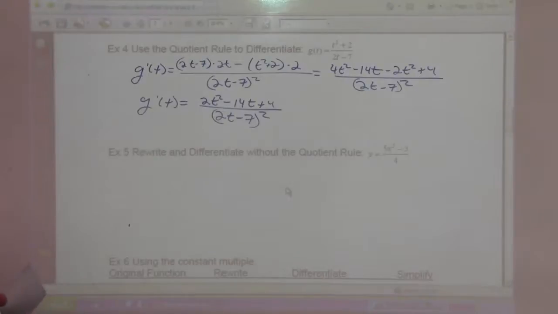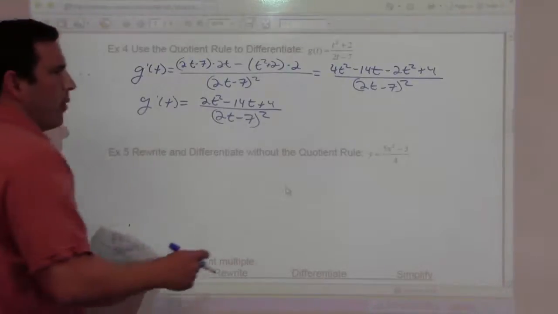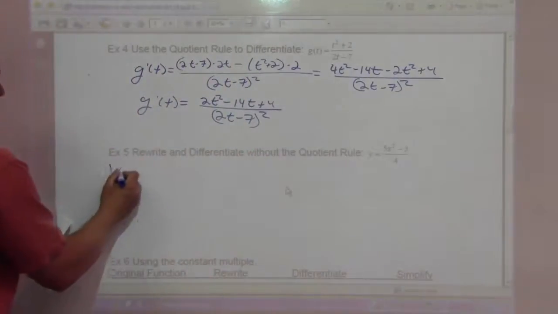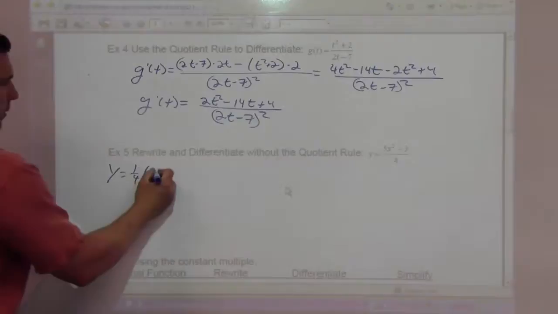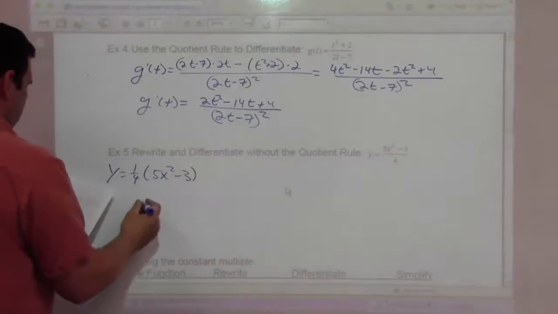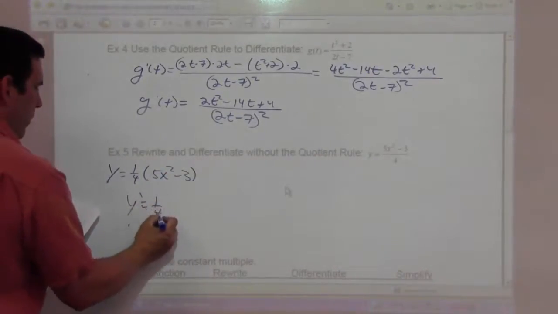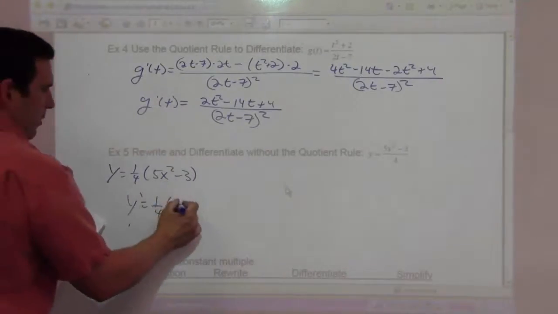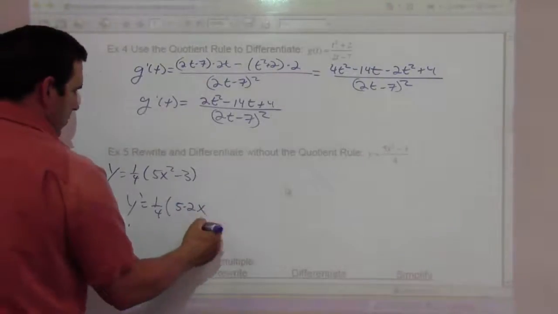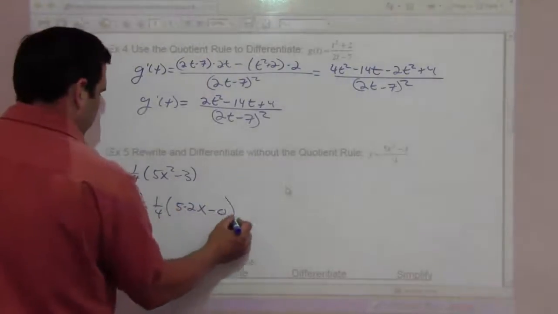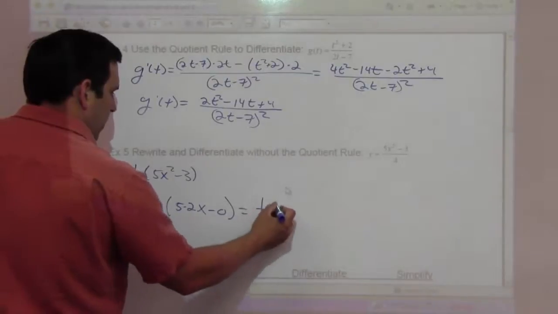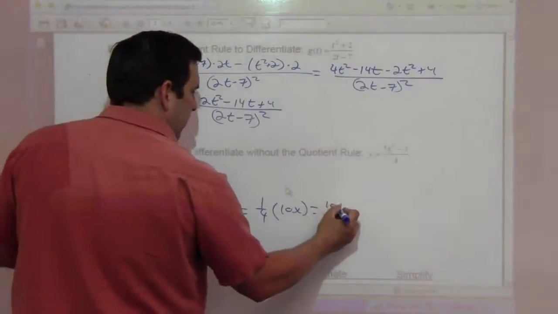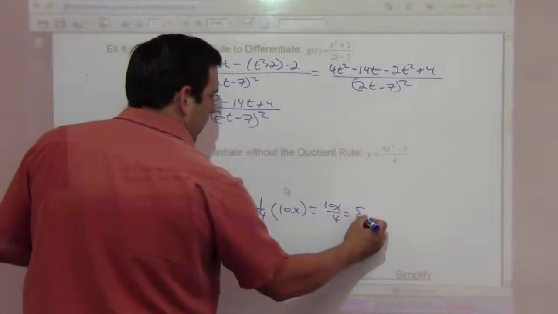Next one, rewrite and differentiate without the quotient rule. We have y equals 5x squared minus 3 over 4. So you could write this as y equals 1/4 of 5x squared minus 3. So that y prime would be 1/4 times, well, the derivative of 5x squared, that's going to be 5 times 2x, and that's it there, minus 0. So it's 1/4 times 10x. That would be 10x over 4, which is 5/2 x.